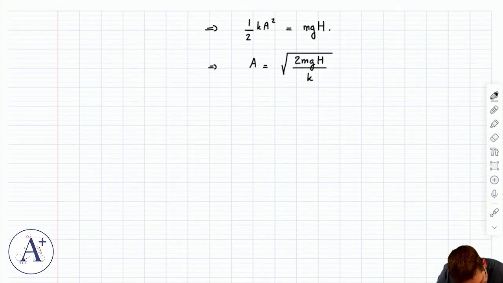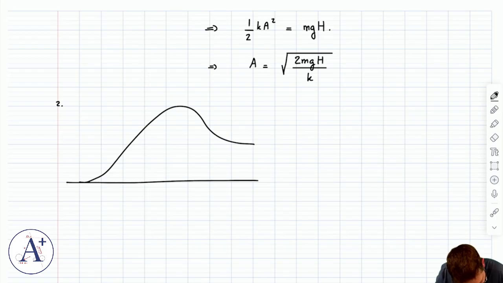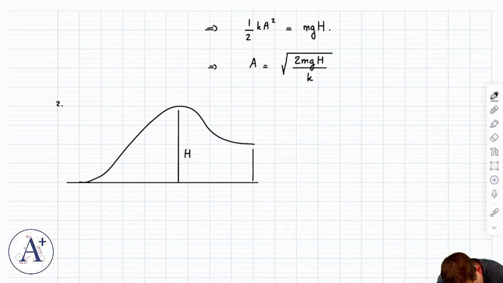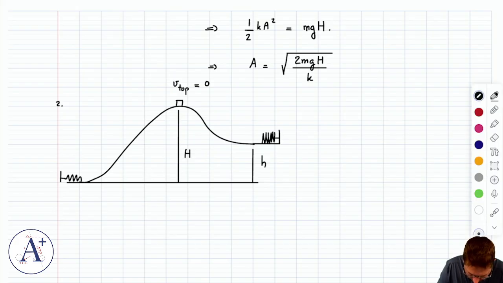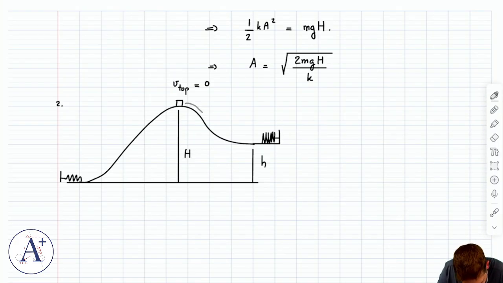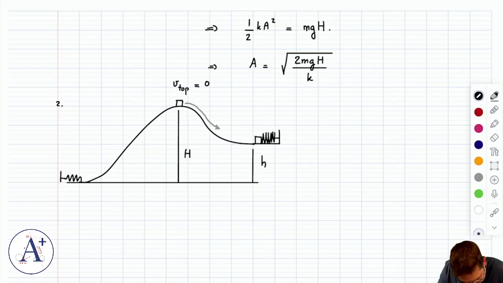And so then question 2 says, so just redraw this real quick. It's something like this, yeah? With a height h here and a height little h here. And this is going to be our spring. Okay. Now we've launched from down here and we've made it up here with v top equal to 0. Okay, so if this now slides down on its own, it will compress the spring a certain amount. And that amount is going to be called B.